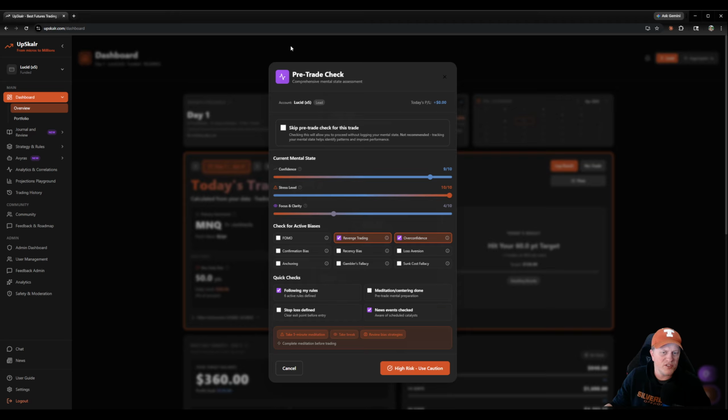So you're essentially doing this check before you trade, before you take the trade, to make sure everything's aligned for you to make good decisions, or to avoid trading if there's a chance you're not going to make a good decision. All right, so right now, high risk, use caution. We're going to move forward, right? I'm super stubborn. So let's move forward.